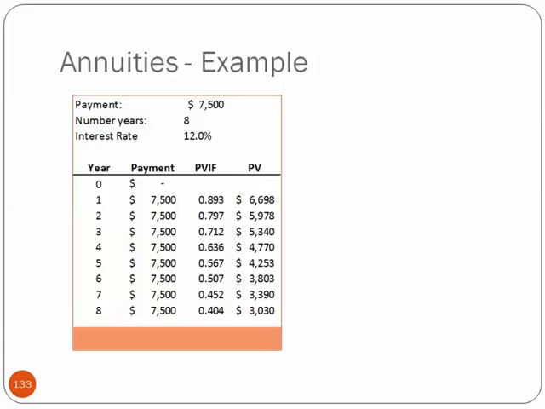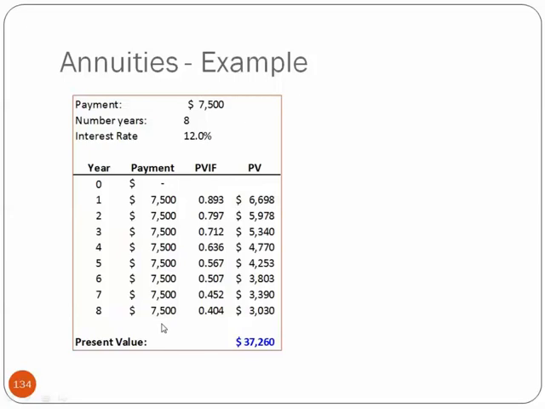Okay, so you're convinced. Now, how do we get to the final value? Well, we just add up all these present values. $37,260. Right? So this annuity of 8 payments of $7,500 is worth $37,260 today.